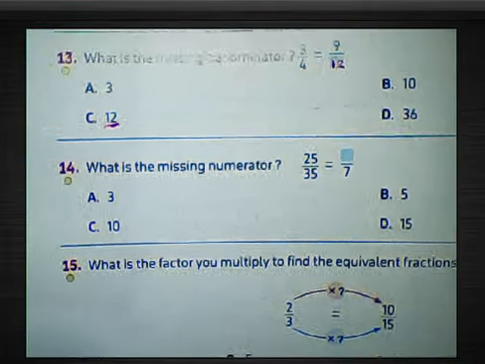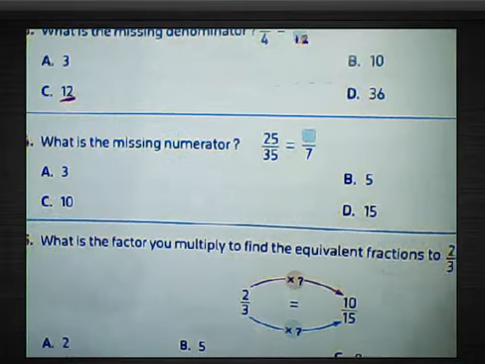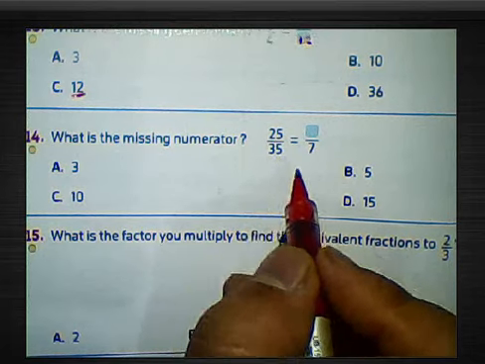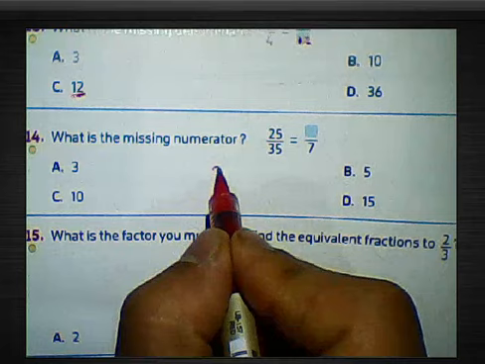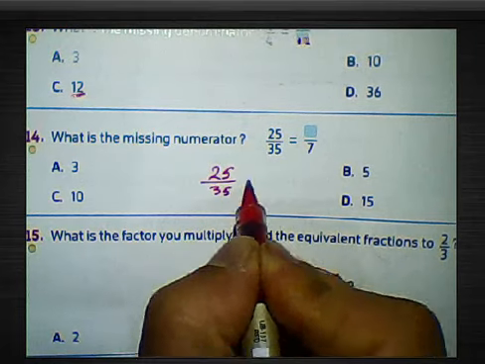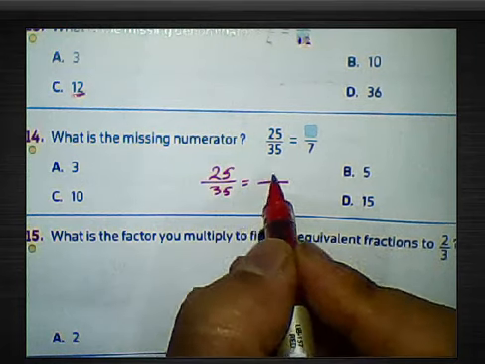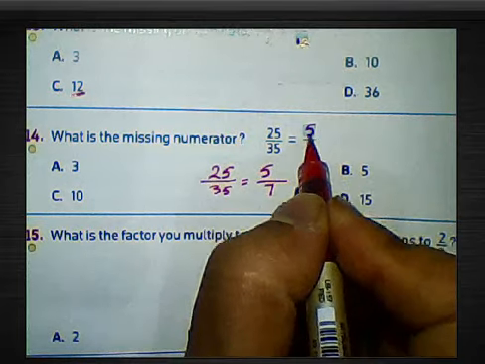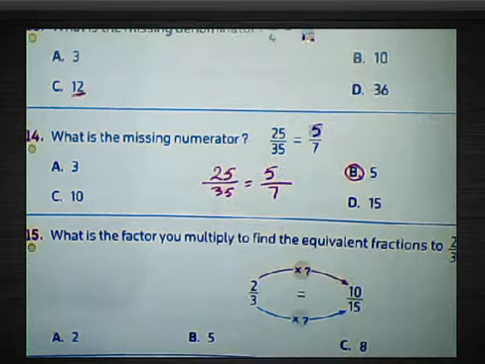What is the missing numerator here? We have 25 over 35. 25 divided by 5 equals 5, and 35 divided by 5 equals 7. So we must write 5 here in the numerator.